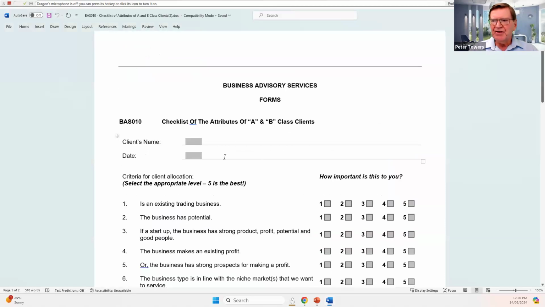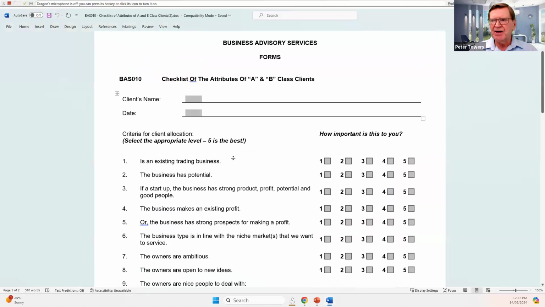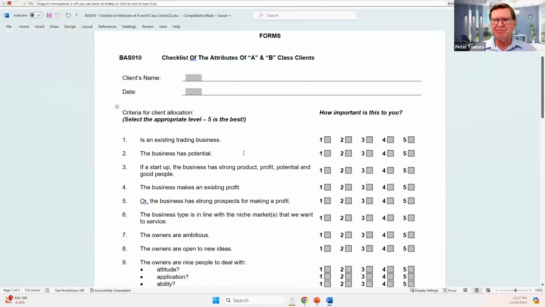So what are the attributes? This will give you a chart to go through and have a good look at. Is it an existing trading business? Has the business got potential? If it's a startup, has this business got strong product support? Because you really need to be identifying who you want to work with in the marketplace.